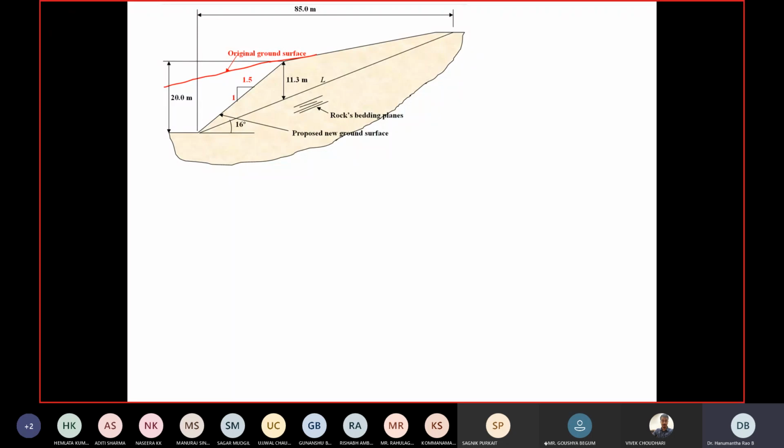Can anybody tell me what is the length L? Anybody calculate? So, 88.42. Okay, very good. Then what is the total weight? Weight of geometry, that is weight of a total triangle.